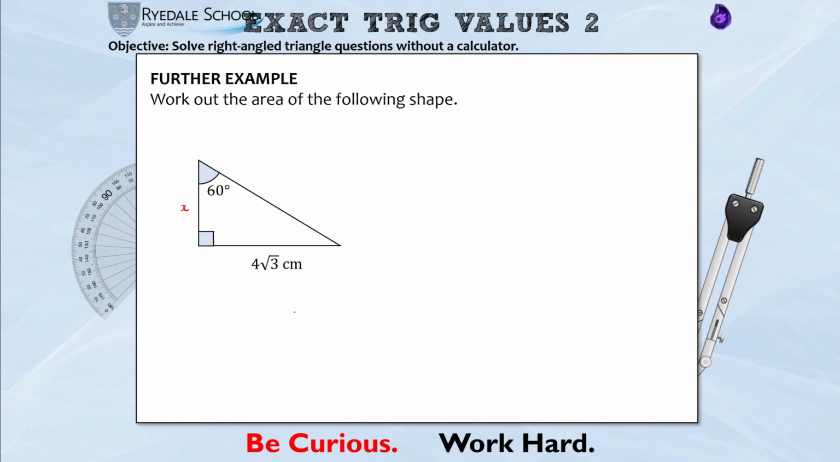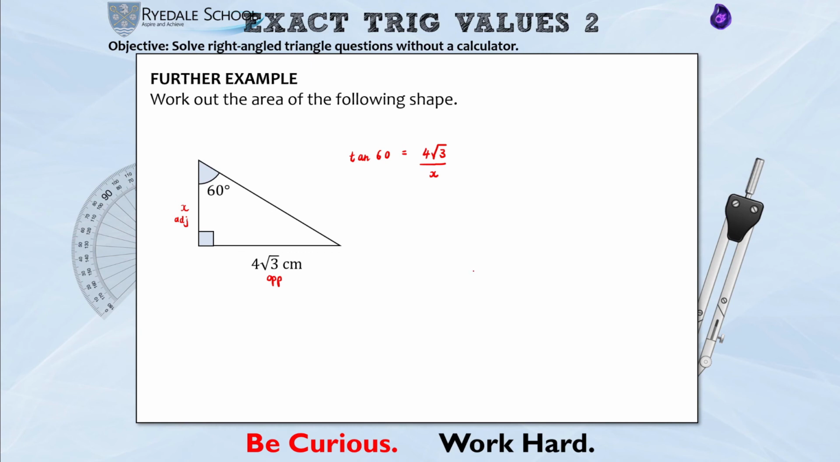So again, let's label up the triangle, see what we know. 60, well, opposite the 60 is the 4 root 3. And the x is the adjacent. So this to me looks like another tan question, opposite over adjacent. So I know that tan of 60 equals opposite 4 root 3 over adjacent x.